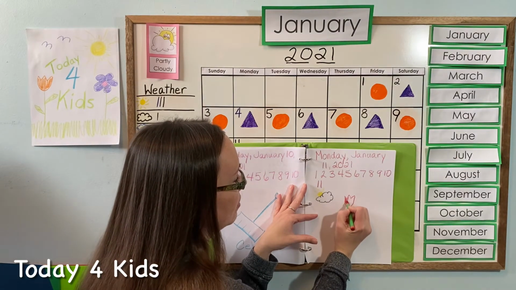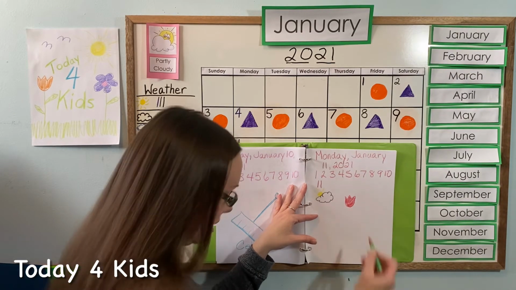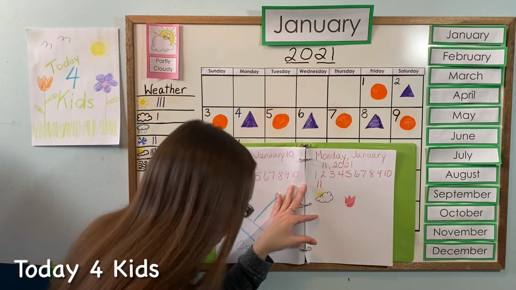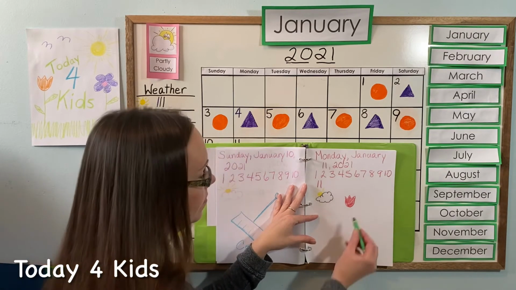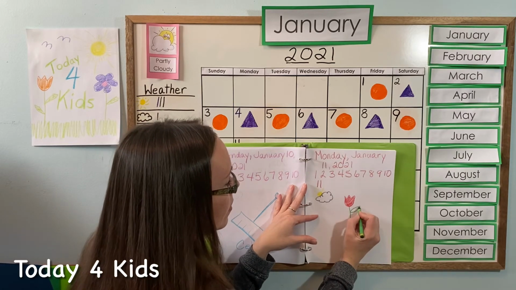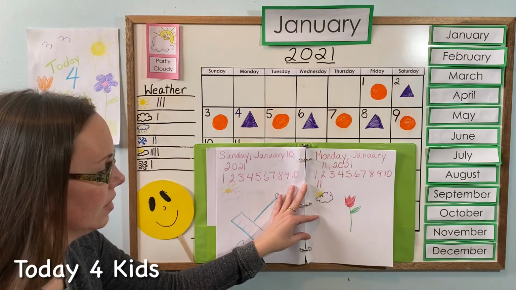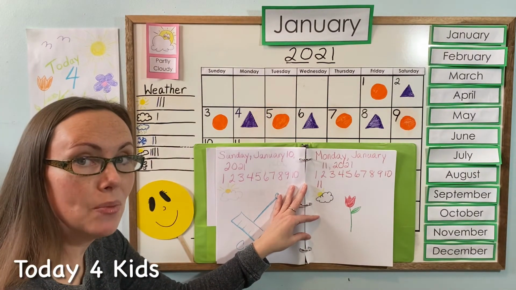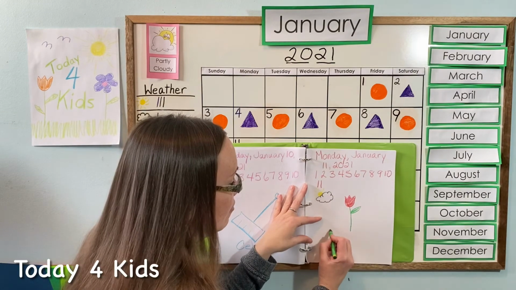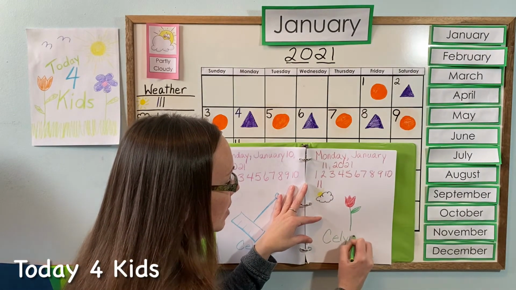And this is the kind of flower I'm going to make today. Maybe a red one. I might change my mind on the color. And then I need a green stem. And a leaf. So there's my flower. And now I'm going to print my name at the bottom because I want to practice my name every day so that I get really good at printing my name.